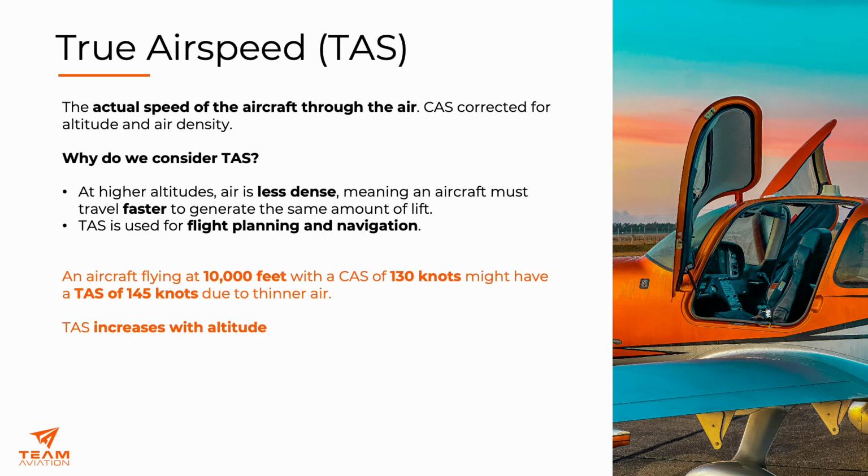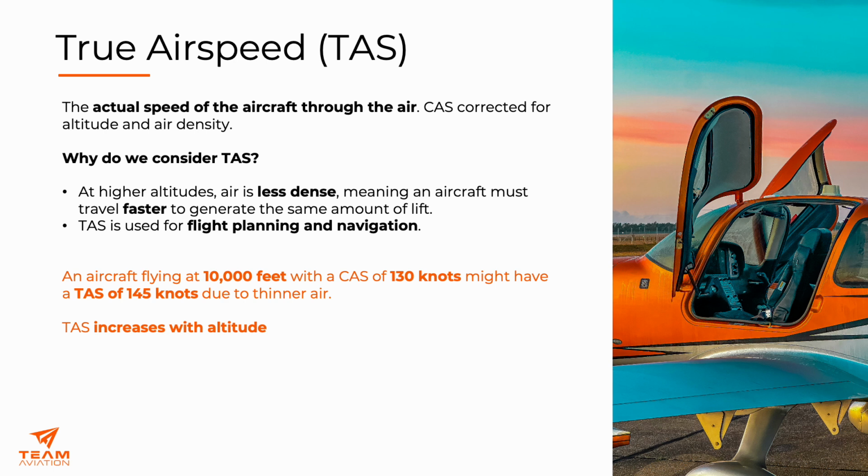True airspeed is the actual speed of the aircraft as it moves through the air. It is calibrated airspeed that has been corrected for altitude and air density. Why is true airspeed important? At higher altitudes, the air is less dense. This means an aircraft must travel faster to generate the same amount of lift as it would at lower altitudes. As a result, true airspeed increases with altitude.